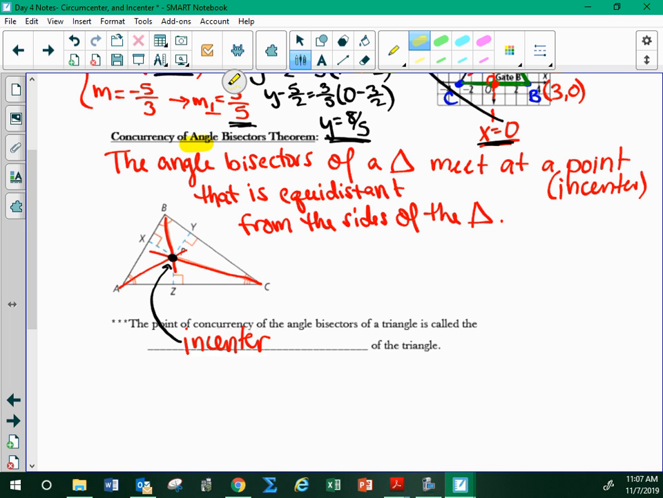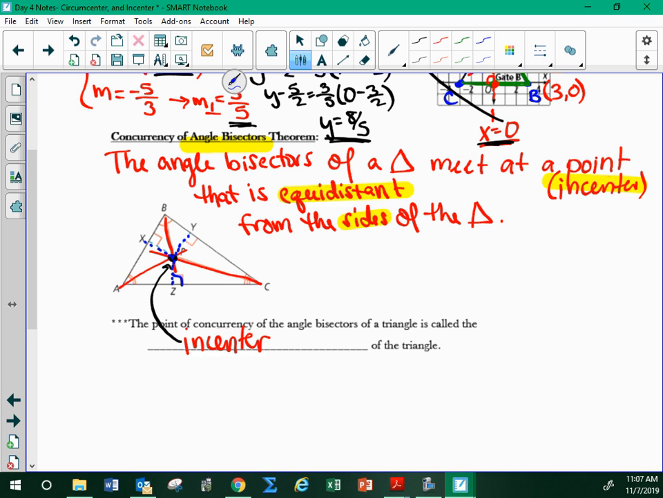So again, for angle bisectors, the incenter's special property is that it's equidistant from the sides. When we are talking about going from a point to a side, that distance is always the shortest distance, which is the perpendicular distance. That's why the perpendicular is drawn in, to indicate that we're talking about the shortest distance, that we didn't go haywire and off to the side. So that perpendicular is there just to indicate the distance from the point to the side.